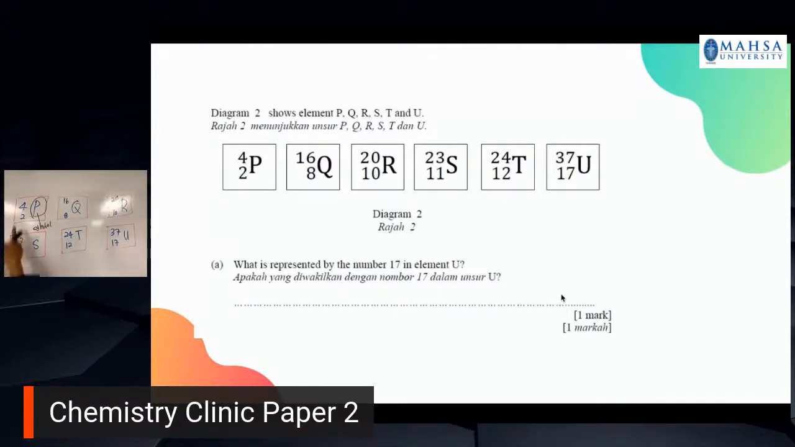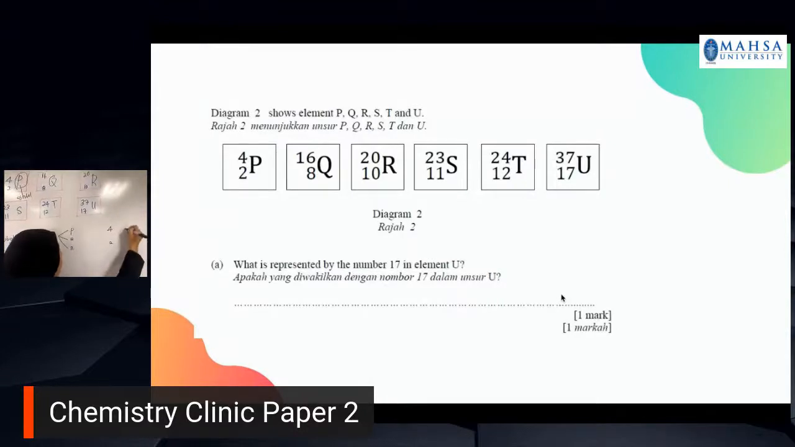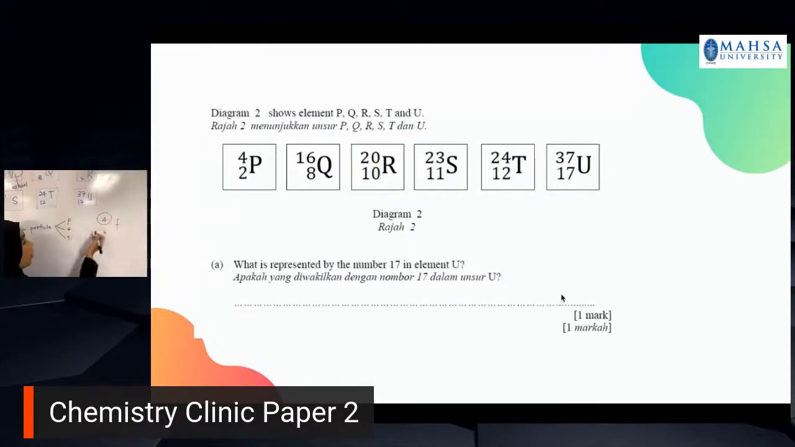As you know, we have the subatomic particles, which are the particles inside an element. We have 3 subatomic particles: proton, electron, and neutron. This 4 represents a proton plus a neutron, which we call the nucleon number. And this 2 refers to the proton. When there are 2 protons, it means there are 2 electrons.